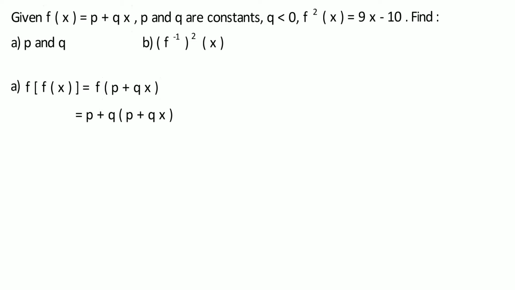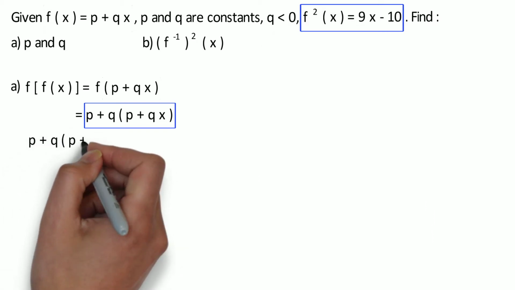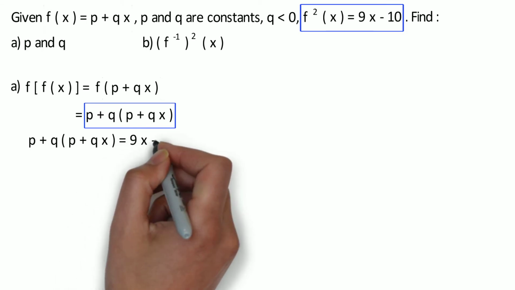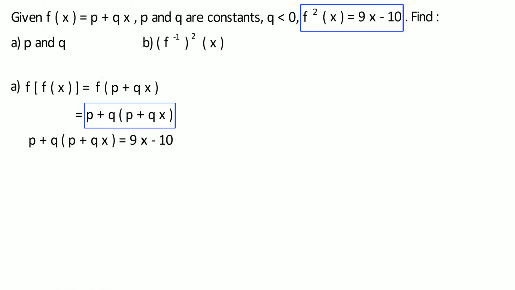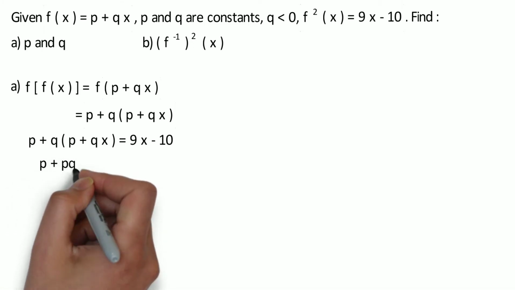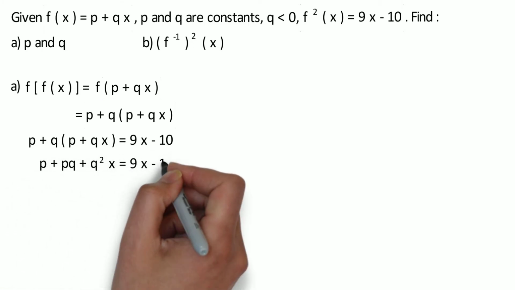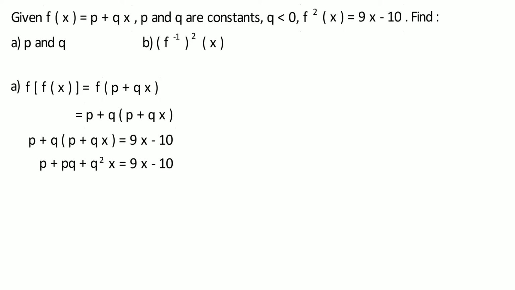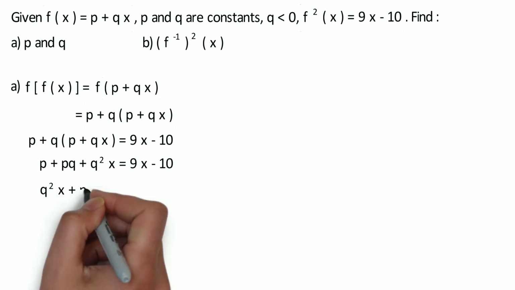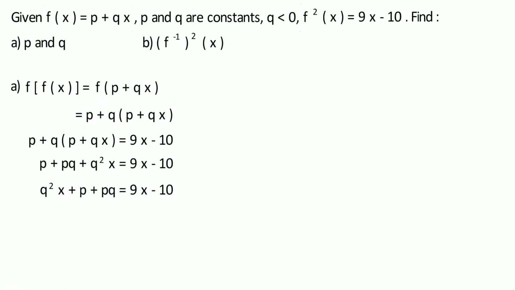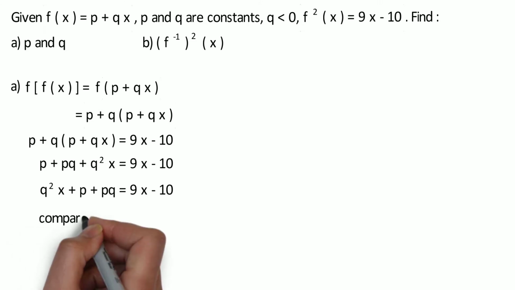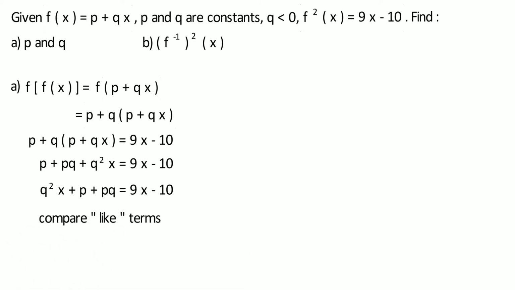After doing so, compare this composite function value to the given composite function. So that gives us p plus q(p plus qx) equals 9x minus 10. So after simplifying, we get (p plus pq) plus q squared x equals 9x minus 10. Now, in order to find the value of p and q, we need to rearrange the equation so that all the x terms are on the left and all the constants are on the right. Now we have to compare like terms with each other. So in this case, q squared x equals 9x.